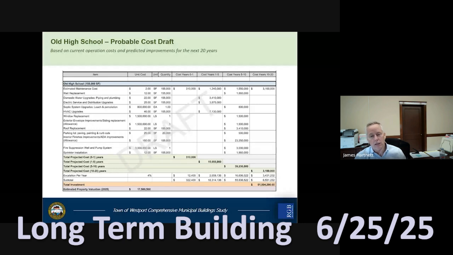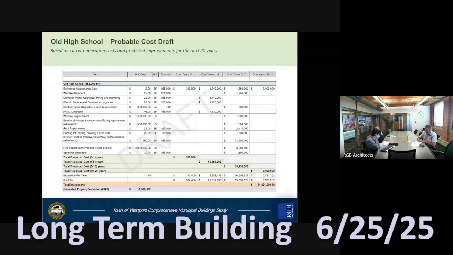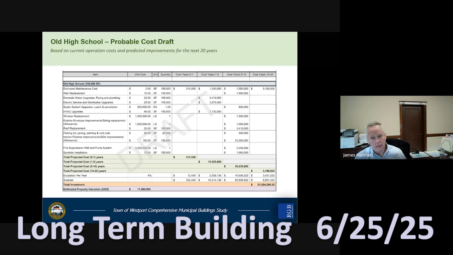What is the value to keeping the auditorium and some of these other spaces? So a breakdown of those major elements now. Yes, I think that would be helpful.